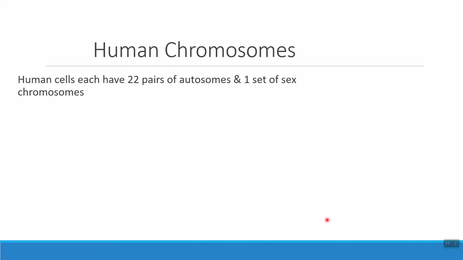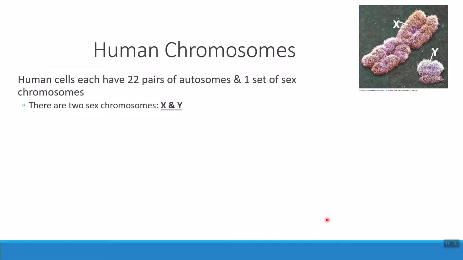We also have one set of sex chromosomes, and there are two options for sex chromosomes: the X, as we see over here on the left, or the Y, that's much smaller, that we see here on the right. When we talk about the X and Y chromosome, there's one gene in particular that's very important for determining an offspring's sex. And this is a gene called the SRY gene.